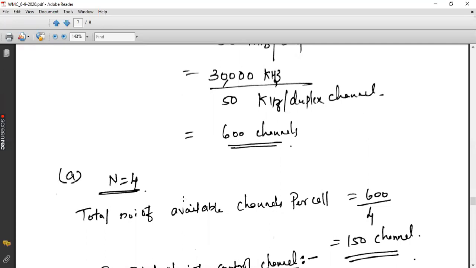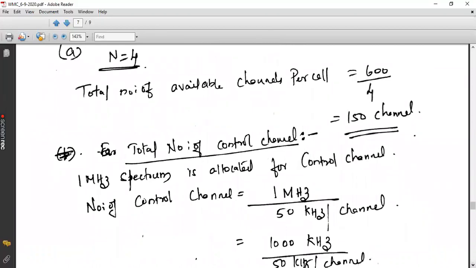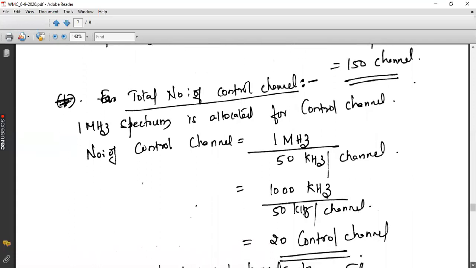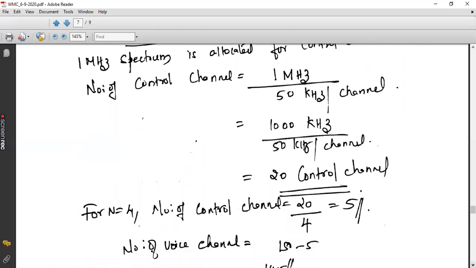Out of this 150 channels, some channels will be control channels and some channels will be voice channels. So first you need to find the number of control channels. For that, in the question it is mentioned that 1 megahertz of the total available spectrum is allocated for the control channels. Again, you divide that 1 megahertz by 50 kilohertz, so that you get the total number of control channels as 20. But in our case, we have only 4 cells in one cluster. So we have to divide the total number of control channels by 4, so that 5 control channels will be allocated to each cell.